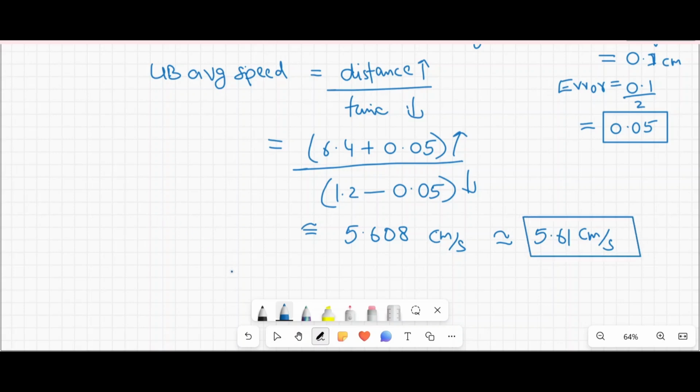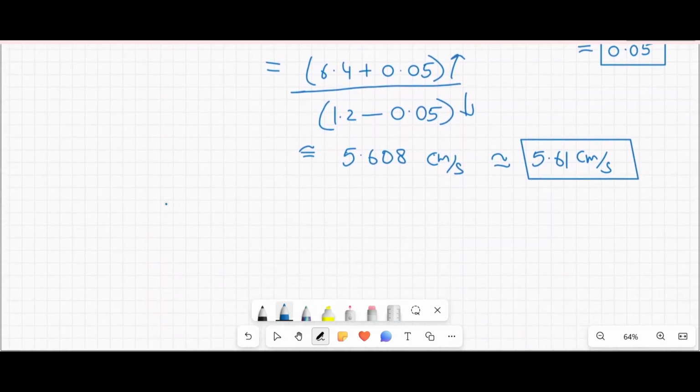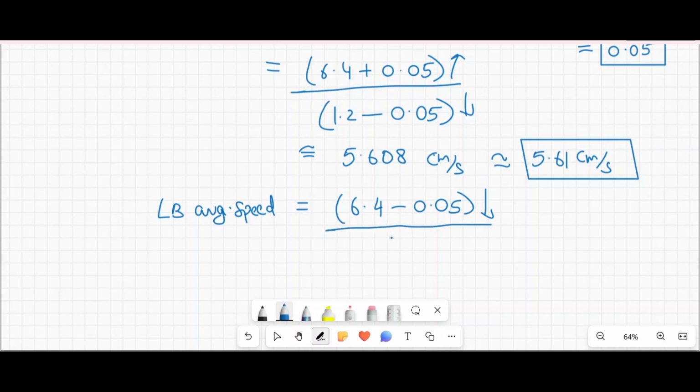So now for finding the lower bound of the average speed, what we will do is 6.4 minus 0.05, subtract the error term, and add 1.2 plus 0.05. So this is the lower bound for distance divided by the upper bound for the time.